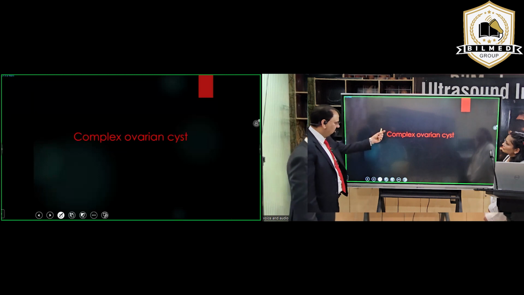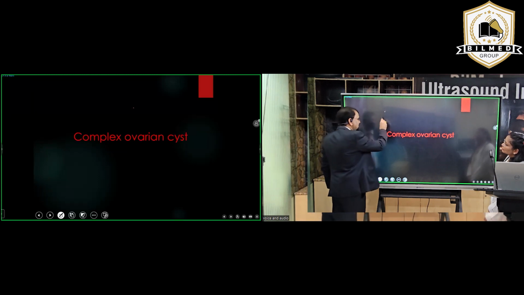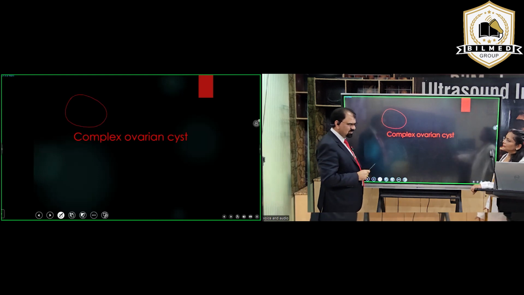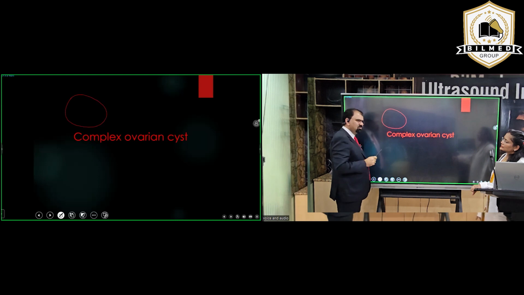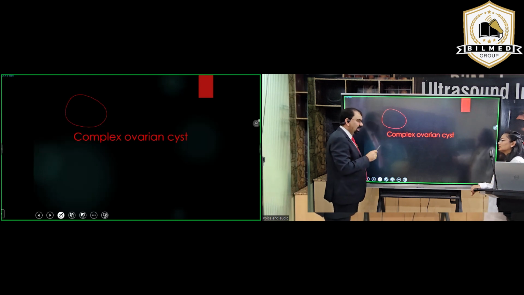Now let's talk about the complex ovarian cyst. Whenever you see a cystic structure, and this cystic structure is not a simple cyst, is not a hemorrhagic cyst. This is not a dermoid. This is not an endometrioma, because we have very briefly discussed about this. Then the possibilities of complex ovarian cysts are there.